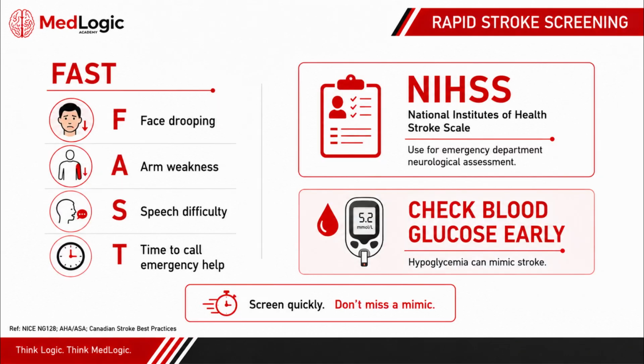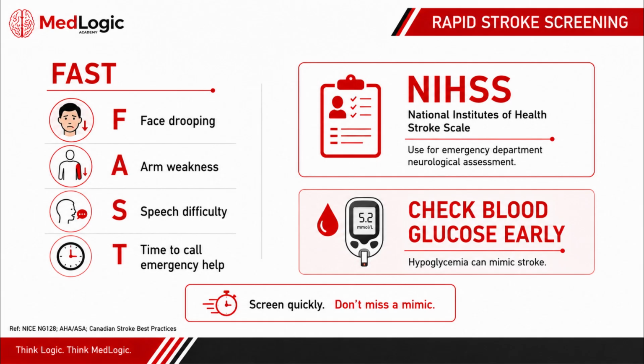Outside the hospital, FAST is commonly used. F means face drooping. A means arm weakness. S means speech difficulty. T means time to call emergency help. In the emergency department, a validated stroke assessment tool can be used, and stroke severity is commonly assessed with the NIHSS, the National Institutes of Health Stroke Scale.